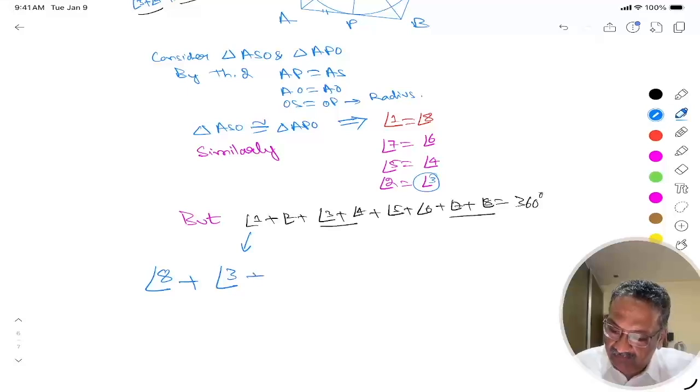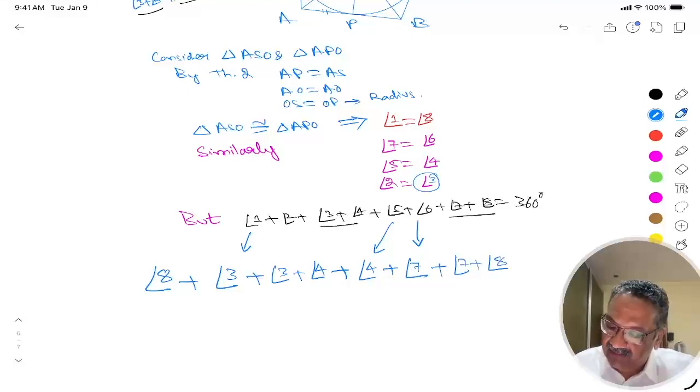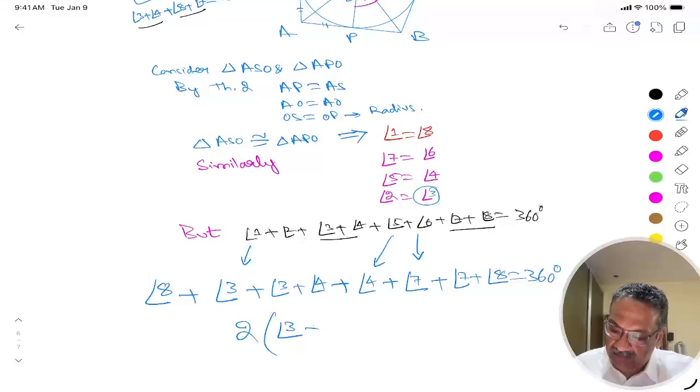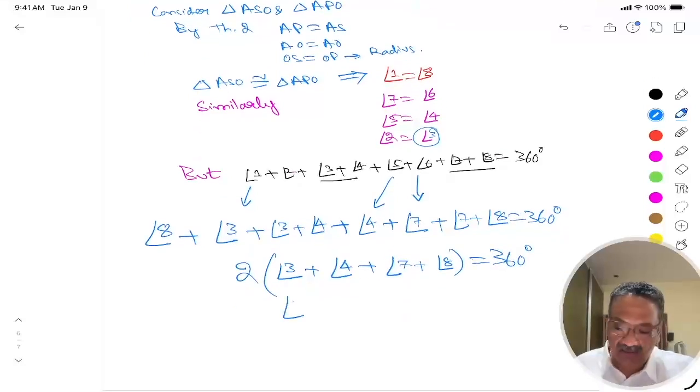So angle 3, plus this written as it is, angle 3 plus angle 4. 5 is equal to what? Angle 4. 5 is equal to angle 4. 6 is equal to angle 7, plus angle 7 plus angle 8 is equal to 360 degrees. So we have twice of angle 3 plus angle 4 plus angle 7 plus angle 8 is equal to 360 degrees, or angle 3 plus angle 4 plus angle 7 plus angle 8 is equal to 180 degrees.